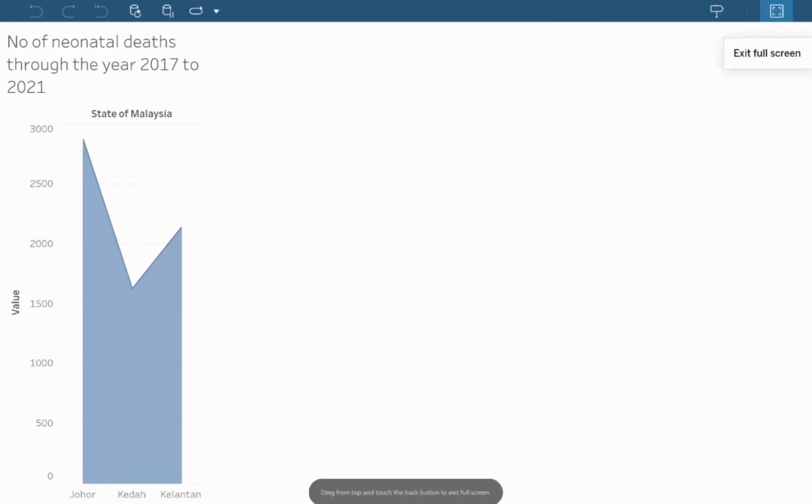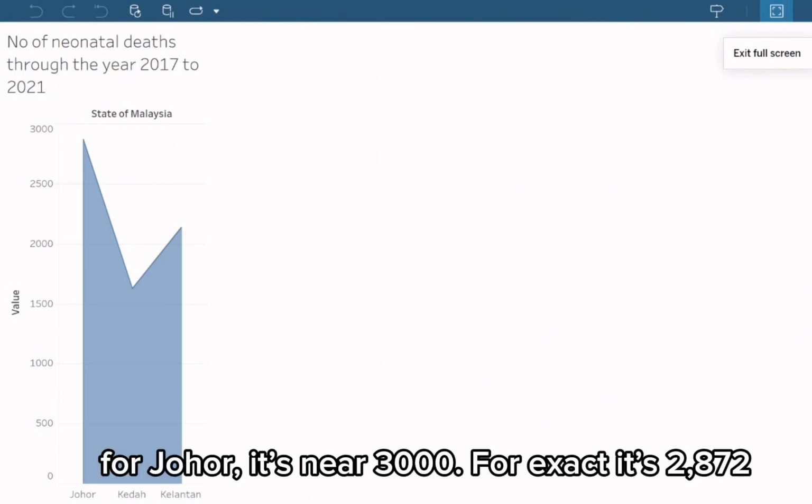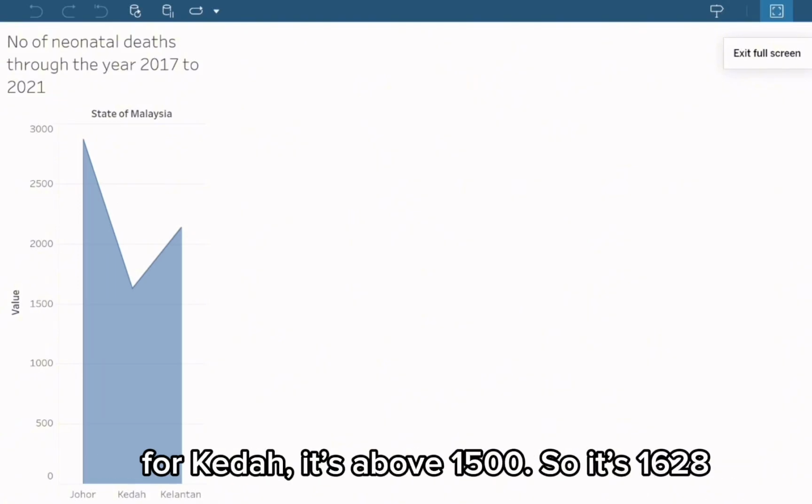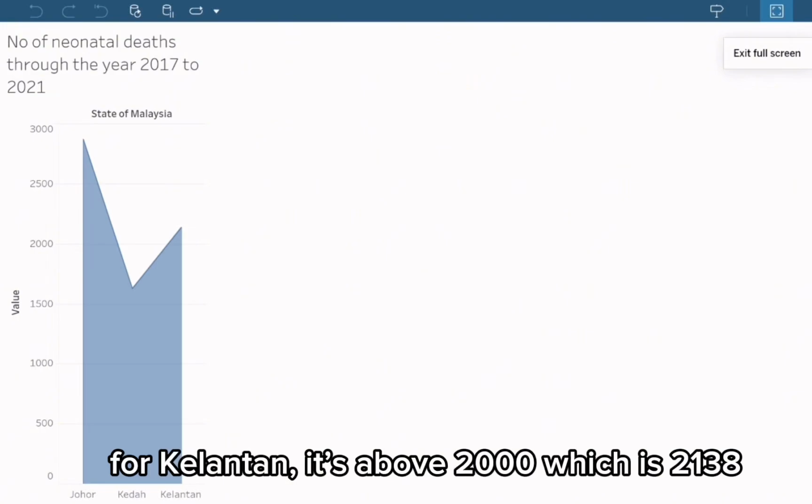This is the neonatal data. This graph shows the number of neonatal deaths through the year 2017 to 2021. For Johor, it is near 3,000, and the exact is 2,872. For Kedah, it is above 1,500, so it is 1,628. For Kelantan, it is above 2,000, which is 2,138.